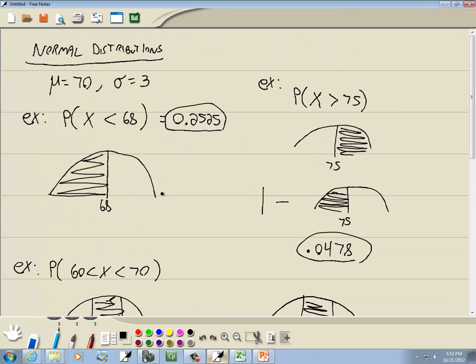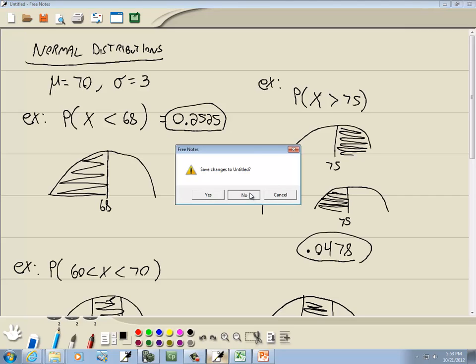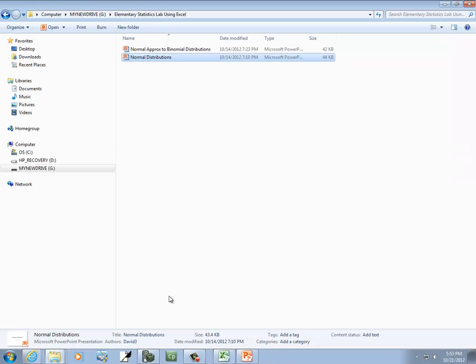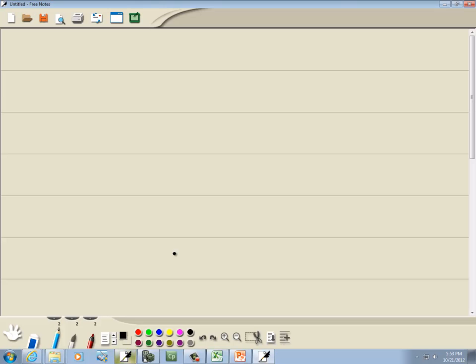And let me start a new page on that. And let's take a look at finding the value. Let's say we want to find the values, and let's say mean is still, what did I say, 70, and I forget what I had for standard deviation. Let's say 3. And we're trying to find the value that separates the top 10% from the rest. Well, that means we got 10% here, and if we got 10% there, then we have to have 90% here, because they have to add up to 100%.